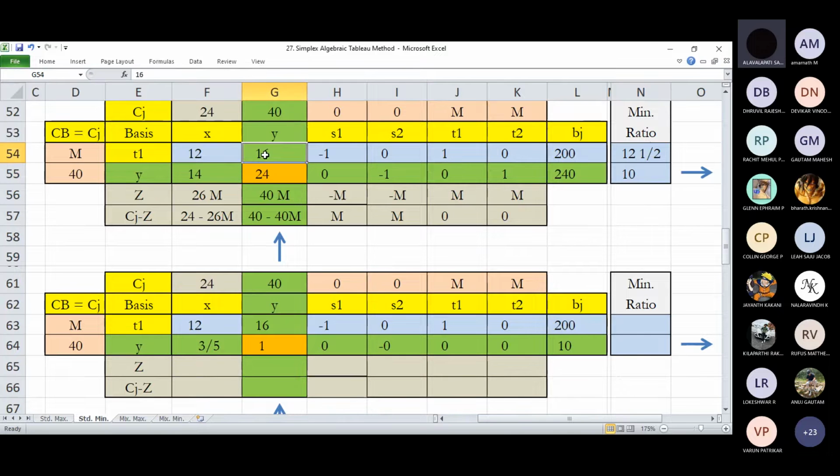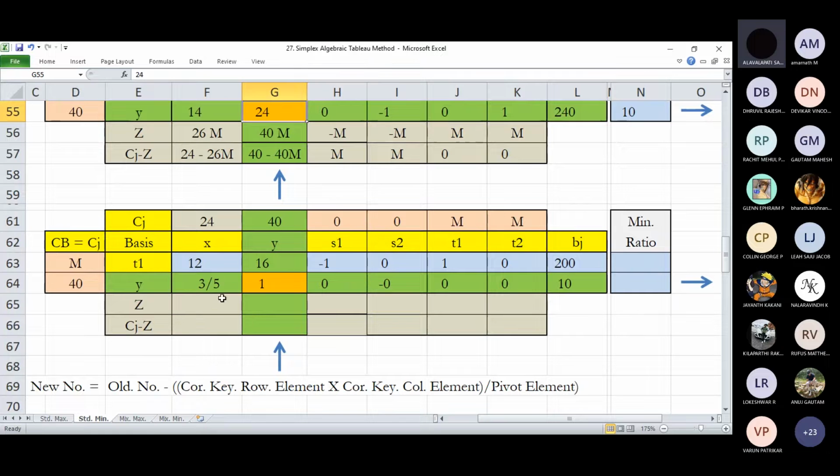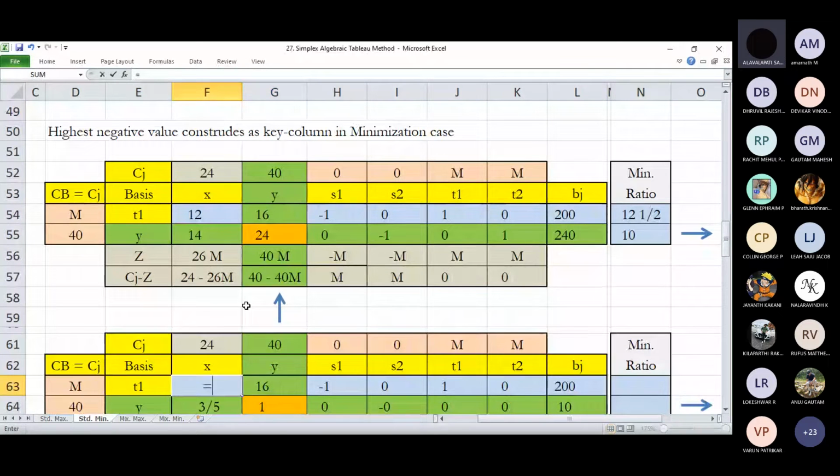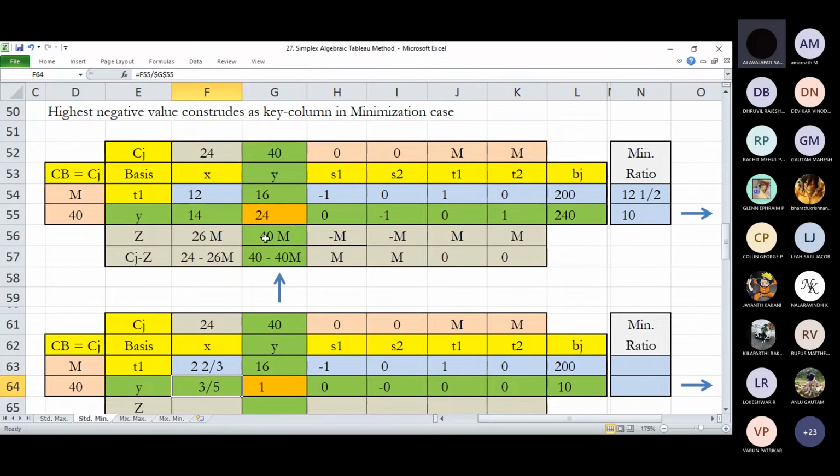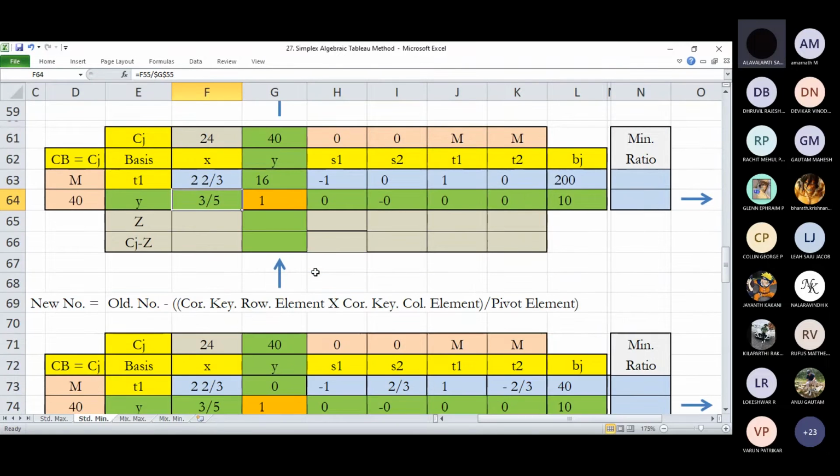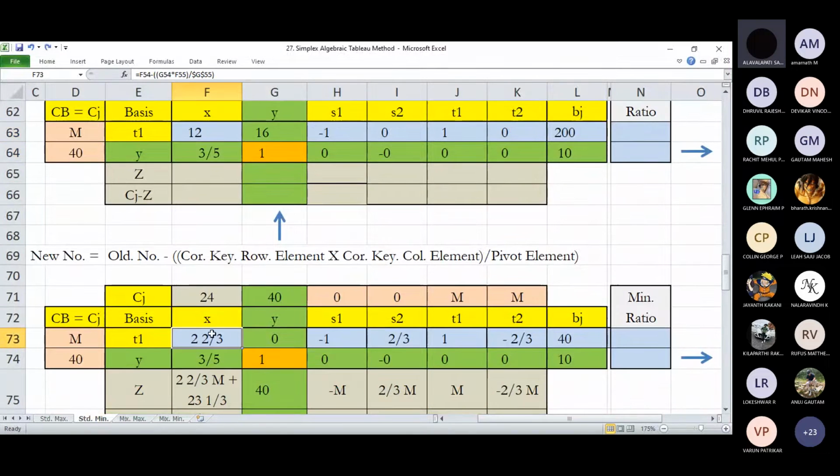So 12 minus 16 into 14 divided by 24, that will become 12 itself. Let me just repeat: the old number minus its corresponding element in the key column multiplied by its corresponding element in the key row, divided by the pivot element. So that will become 12, right? So this is what we generally find. This 2 by 3, I've got it here. So this will become 0 automatically.